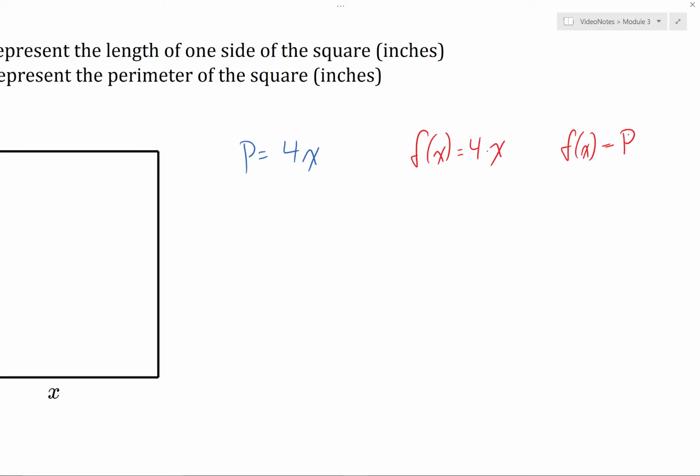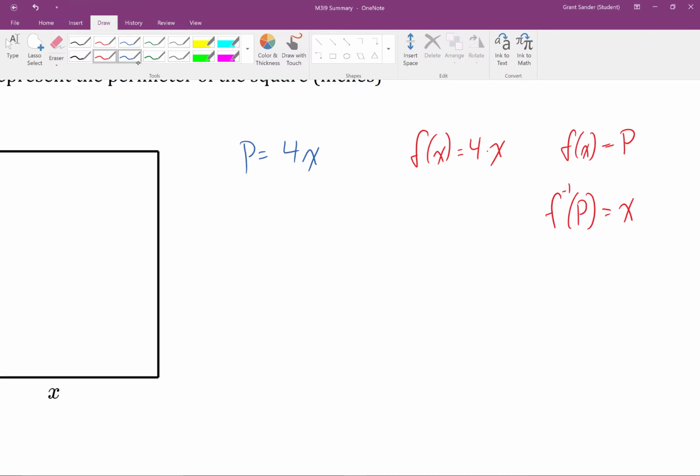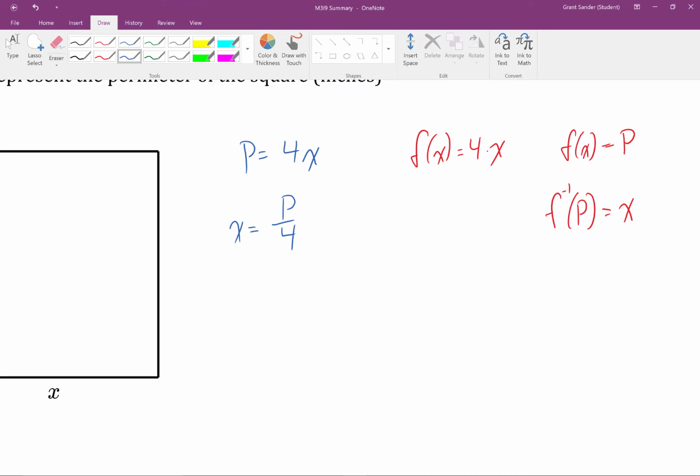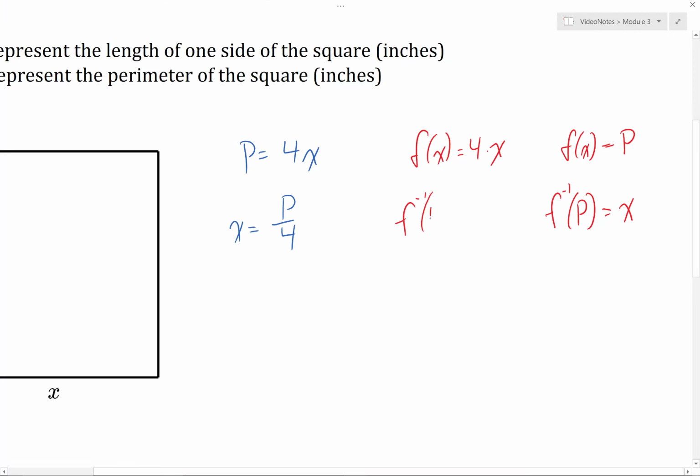The function f has an inverse, and we know that f inverse will take as its input p and output the value of x. So if we go back to our formula expressing p in terms of x, we can solve for x, and we see that x equals p divided by 4. This formula expresses x in terms of p, which is exactly what f inverse is doing. So in this case, f inverse of p will be equal to p divided by 4. Again, this is because both f inverse of p and x are representing the same thing.